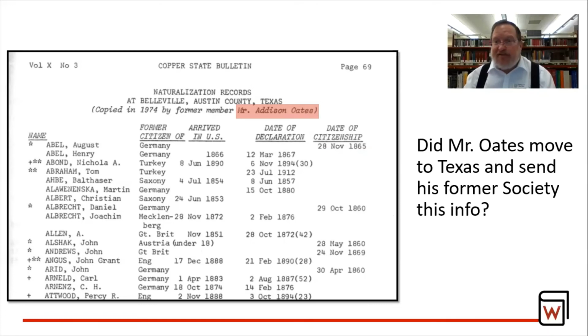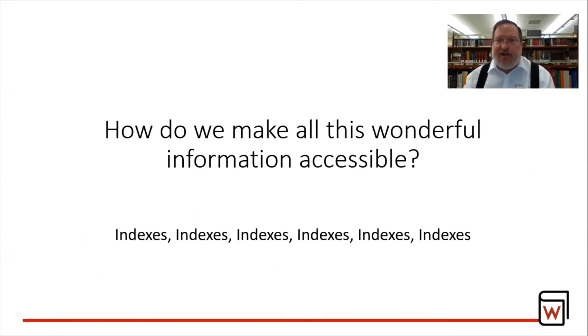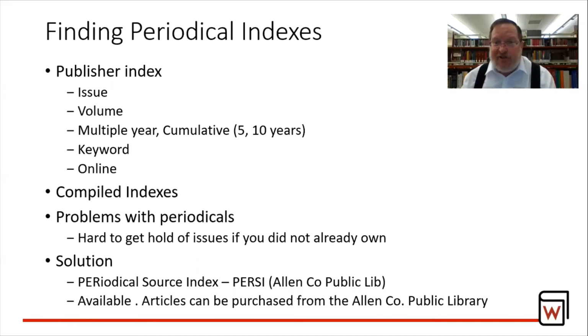So how do we make this information available? Through indexes. And the index of indexes we'll talk about in a minute. But first, a few things about print indexes. So publisher indexes are in each issue, each volume. There might be multiple-year accumulations, ability to search by keyword. They might be online. Compiled indexes compile multiple volumes of different titles that are bound together by subject. And sometimes the hard part about periodicals is you find an index, but how do you find the actual periodical?